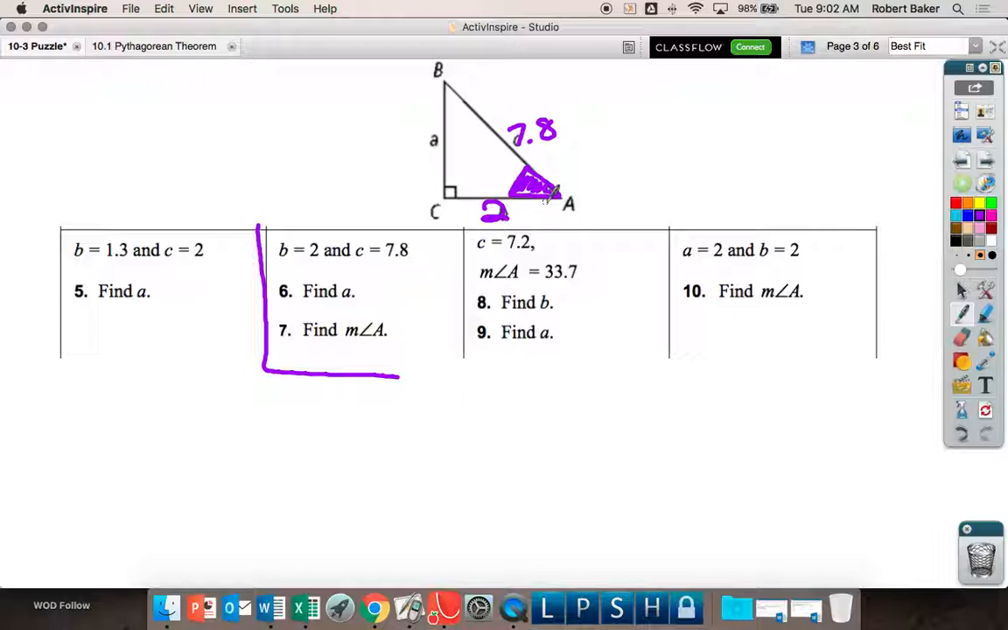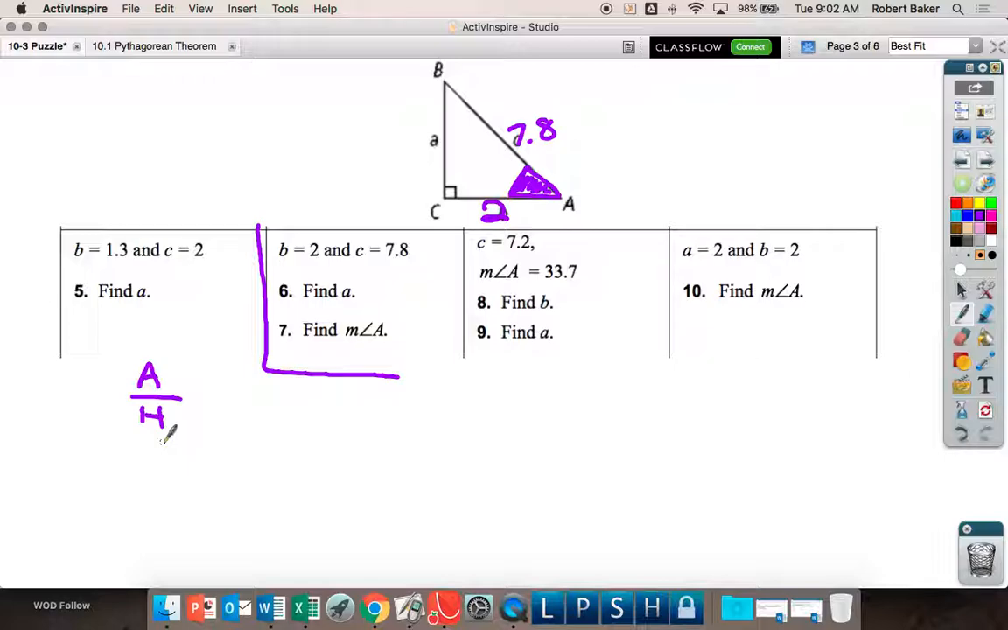It doesn't tell you which one to use. So we went through writing all three of them out and figuring out which one worked. Well, what do we have? If we have angle A, what is the 2? Is it opposite, adjacent, or hypotenuse? The 2 is adjacent. What is the 7.8? Hypotenuse.